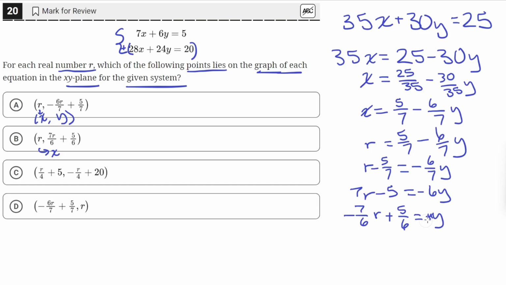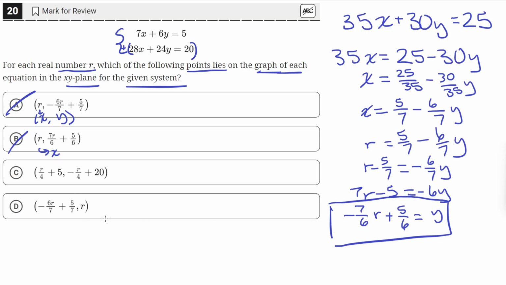So then here, we'll just be left with a positive y. So when x equals r, the value of y equals negative 7 over 6r plus 5 over 6. So if we look at answer choice A, we see that this y value is not equivalent to this y value, and this y value is almost the same as this y value, but we see that this term here is actually positive, 7r over 6. So that means A and B cannot be correct.